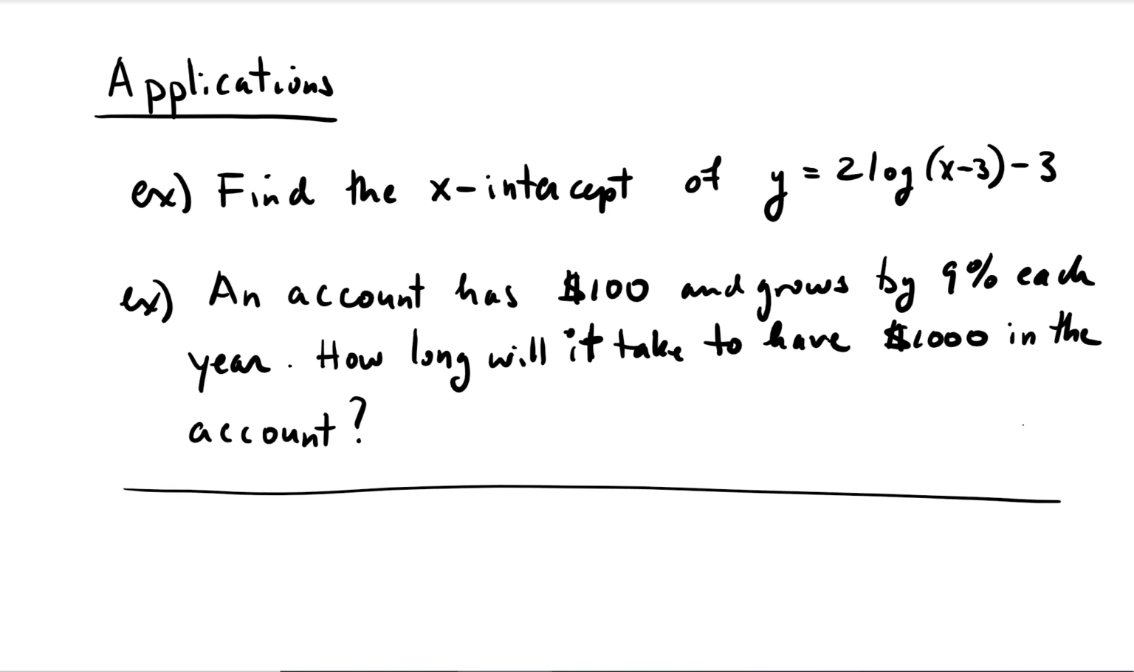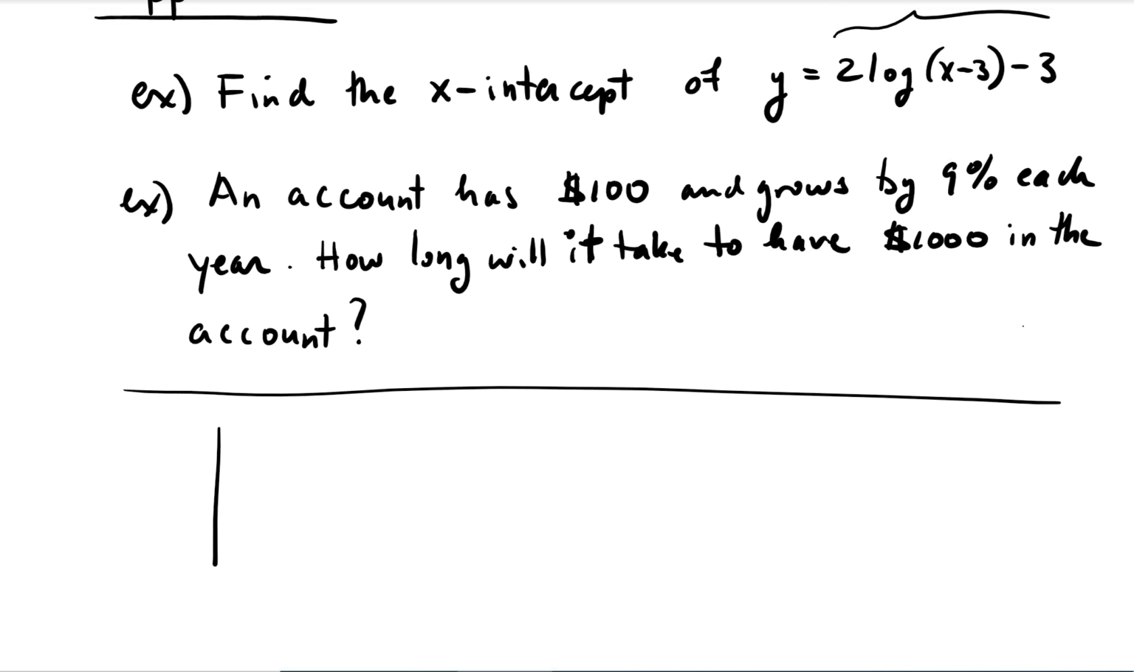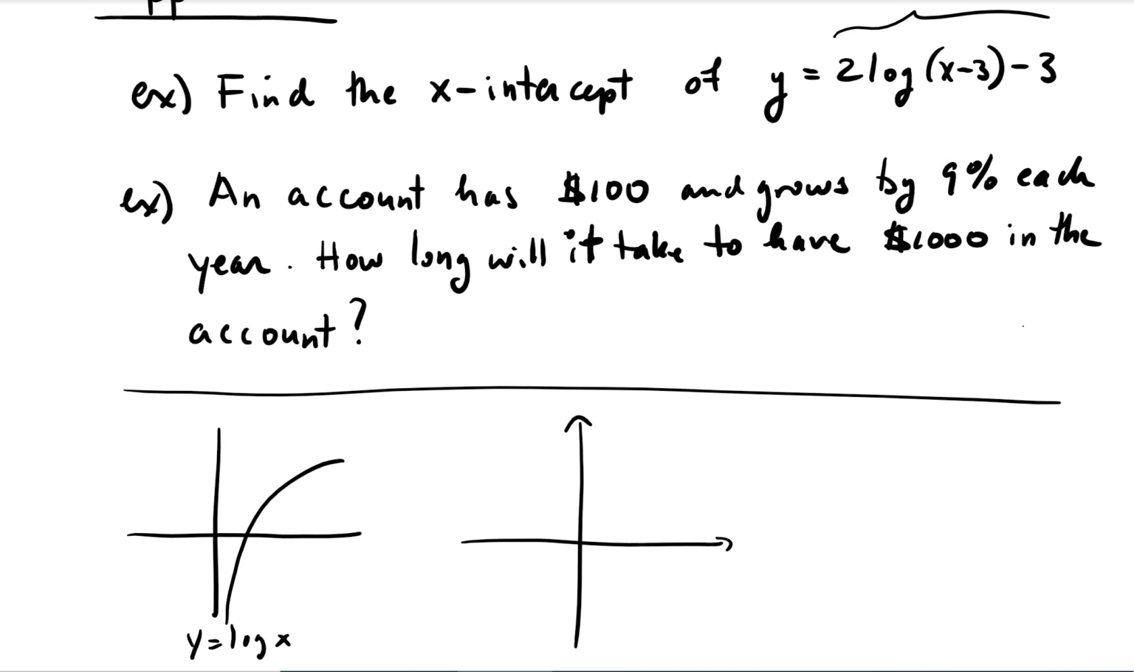Our first example, we have to find the x-intercept. Notice we could actually figure out the graph of this function by doing some transformation of the basic toolkit function log of x. So mainly, we take log of x. Let's start with that, even though it's not part of the question. It's nice to link everything together.